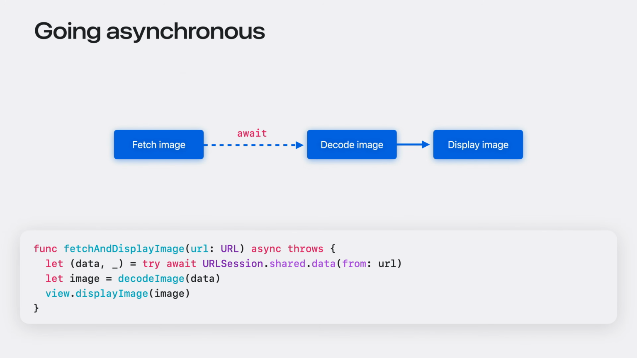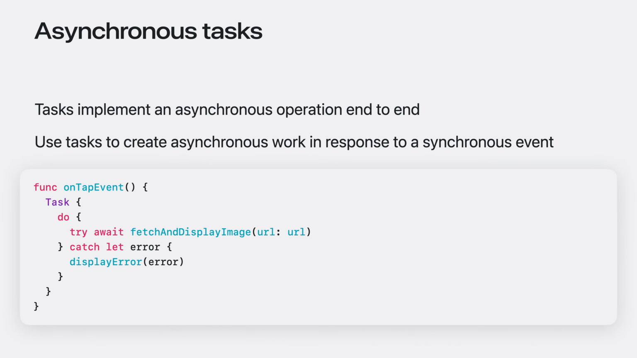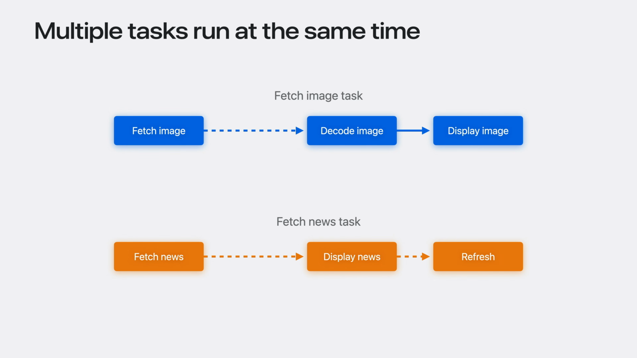So far, our code is only running one async function. An async function runs in a task. A task executes independently of other code and should be created to perform a specific operation end to end. It's common to create a task in response to an event, such as a button press. Here, the task performs the full fetch and display image operation. There can be many asynchronous tasks in a given app. In addition to the fetch and display image task that we've been talking about, here I've added a second task that fetches the news, displays it, and then waits for a refresh.